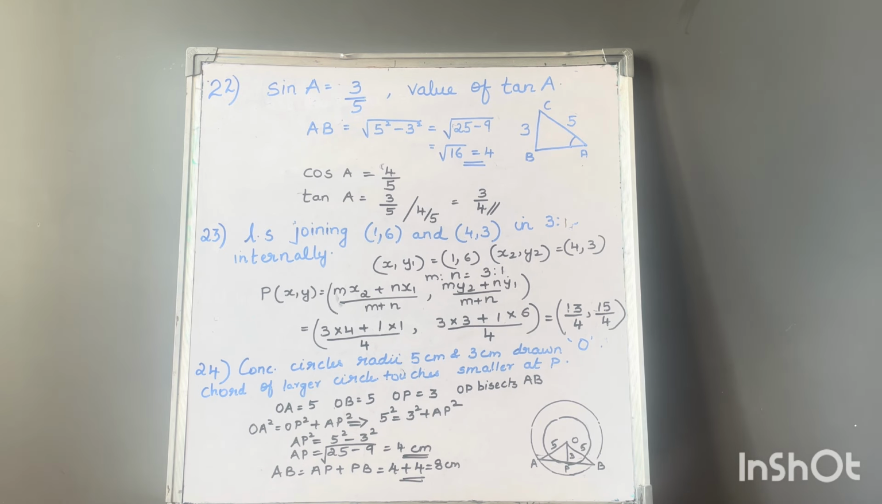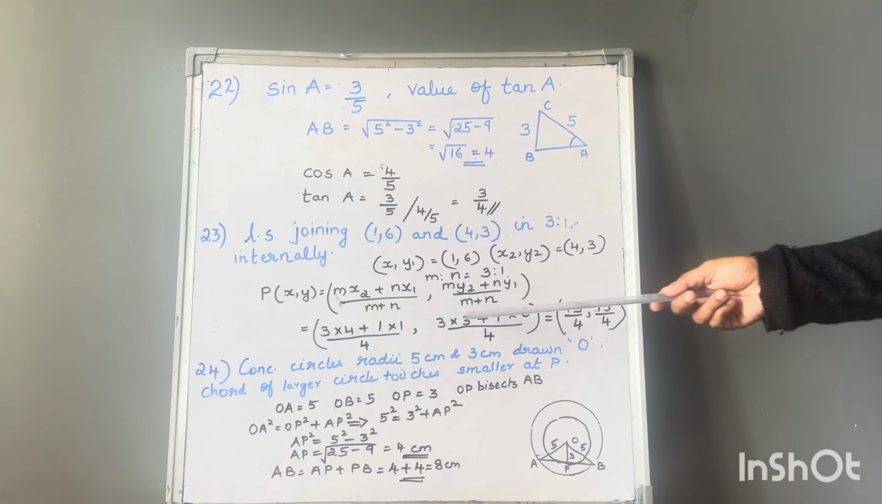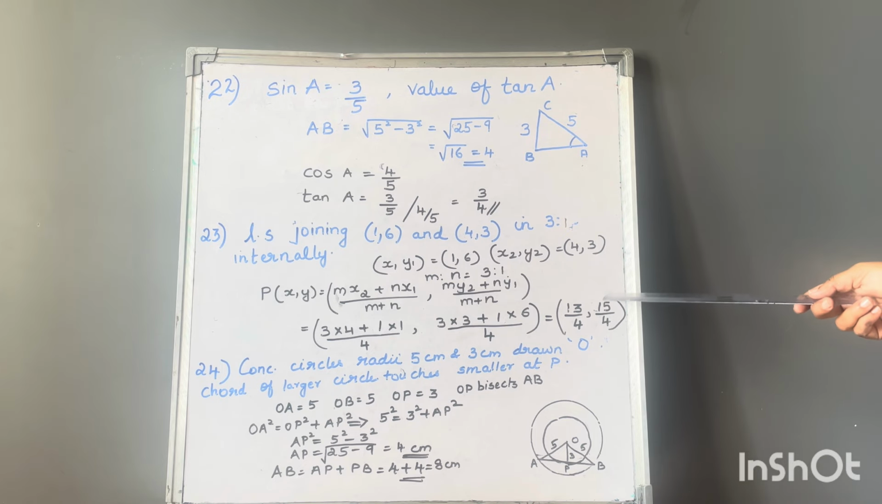So substituting the values, we get (3 into 4 plus 1 into 1) by 4, and (3 into 3 plus 1 into 6) by 4, which is 13 by 4 and 15 by 4. So this is called the section formula, which divides a line segment internally in the ratio m:n.